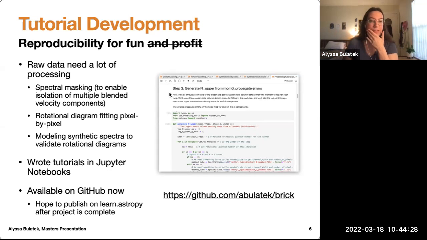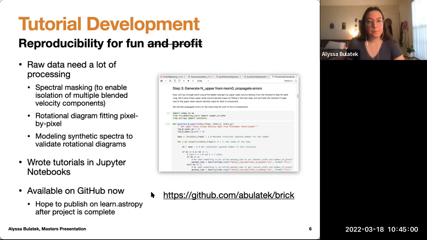I guess they're not really as efficient as a pure Python script, but they did allow me to write what are essentially tutorials for each of the data processing steps that I took. The tutorials that I wrote are available on GitHub now, and I'm going to go through each of the steps, not in gory detail, but just the highlights. At some point, I hope to publish them on learn.astropy, which is an astropy collaboration creation.